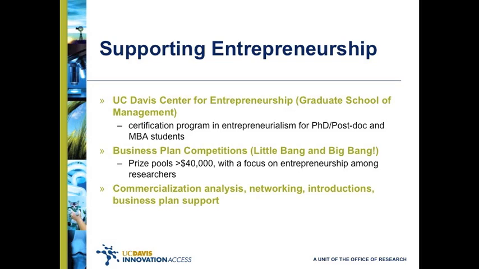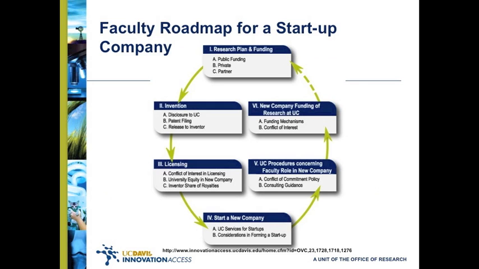In addition, UC Davis provides commercialization analysis, networking, introductions, and business plan support to the university community that are interested in starting up companies. Faculty roadmap. Several years ago, the Faculty Senate at UC Davis requested that Innovation Access develop a website that would guide faculty entrepreneurs through the various considerations needed as a faculty inventor who's interested in starting up a company.